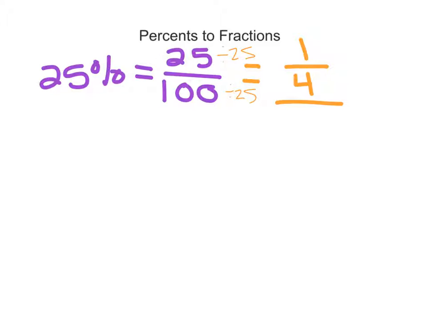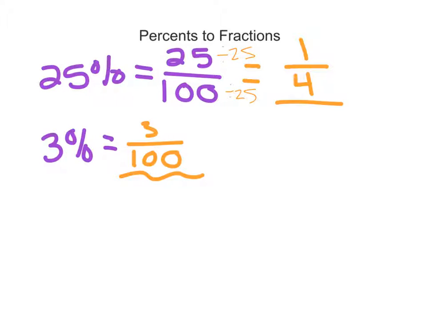Do another example. 3%. We would write this as a fraction as 3 over 100. We always start with putting the percentage over 100. And here we see that we cannot simplify this fraction anymore. So 3% as a fraction would be 3 over 100.